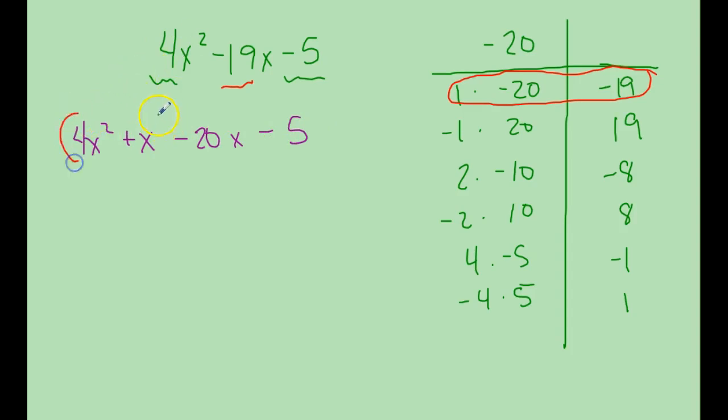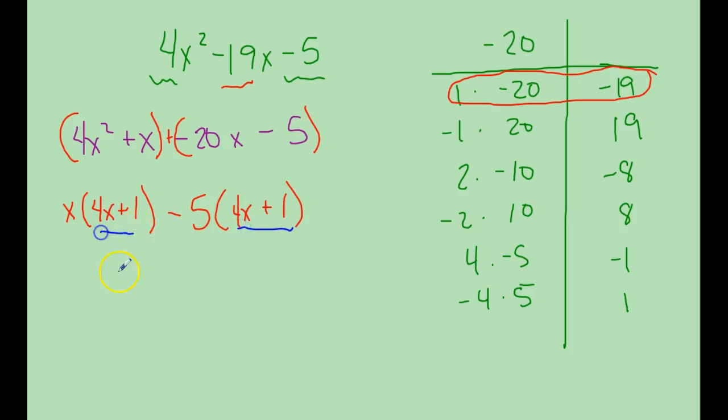I see I'm going to have a common term here, and something common here. The thing I can factor out of my first group is an x, so I'm left with 4x plus 1. The common thing I can factor out of this second group is a negative 5, and I'm left with 4x plus 1. Just like when I'm grouping four terms, the things in my parentheses are the same, so that actually helps me. Now I can have x minus 5 times the quantity 4x plus 1.